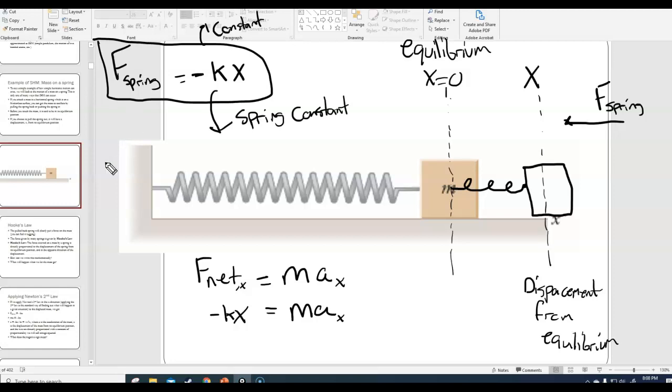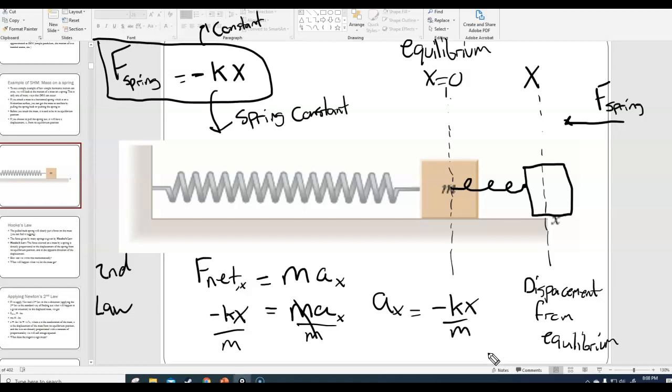Okay, but getting back to our second law equation down here, what I want you to see is that by applying Newton's second law, we basically get an equation that looks like this. And if I manipulate this just a little bit, if I divide both sides by the mass, I get that the acceleration is equal to minus kx over m.